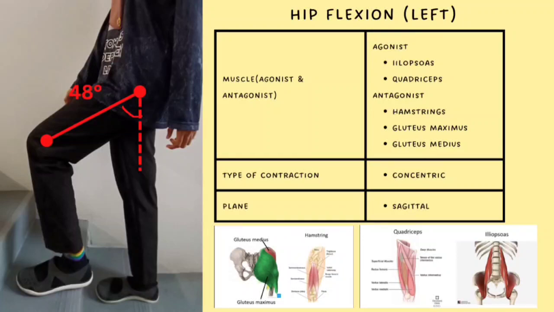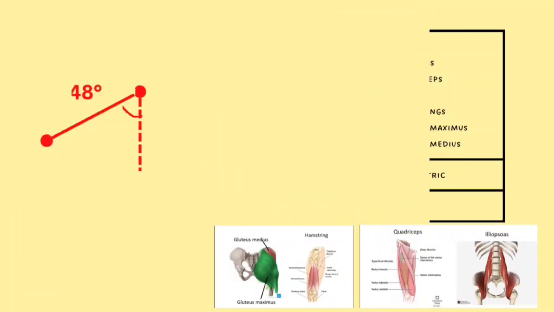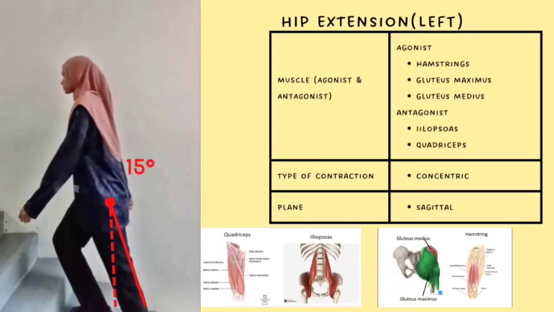It is a concentric contraction, which means there is a decrease in the length. For hip extension, the agonist is going to be hamstring muscle, gluteus maximus, and gluteus medius, and the antagonist is going to be iliopsoas and quadriceps muscle. The type of contraction is concentric.